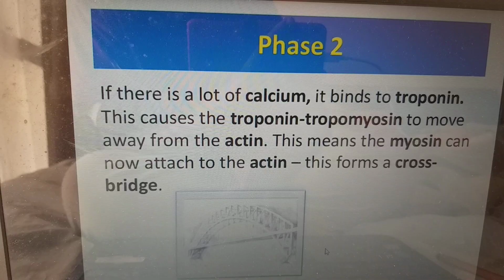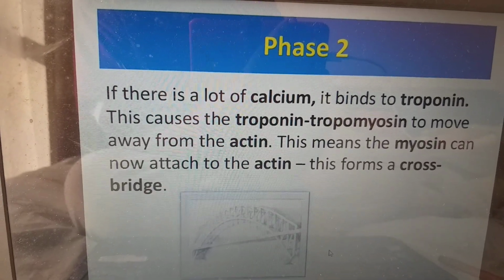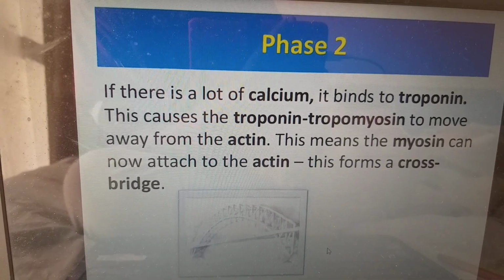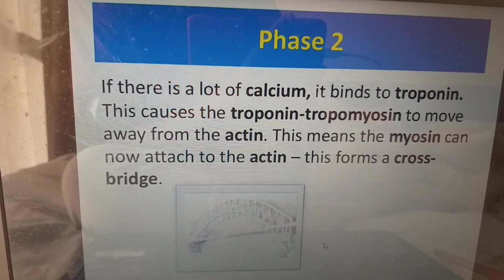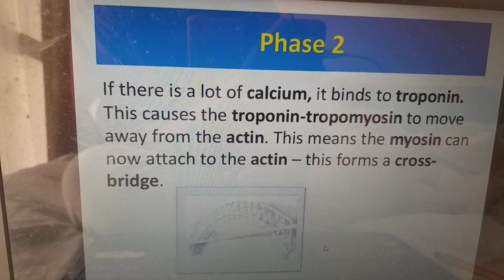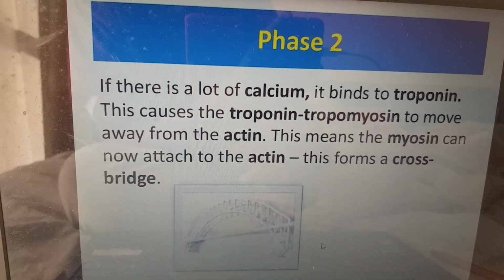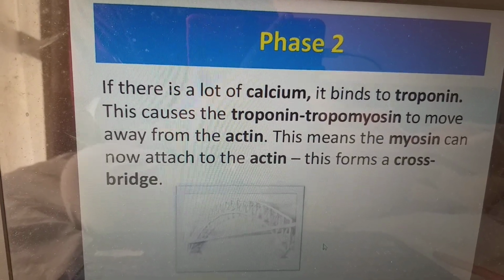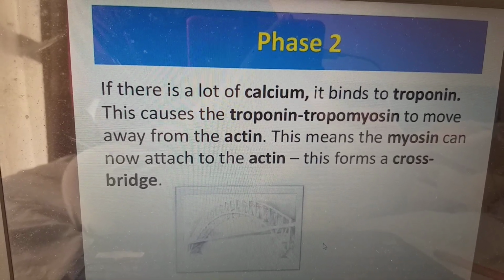If there is a lot of calcium, it binds to troponin, which causes the troponin and tropomyosin to move away from the actin. We have the actin and myosin, right? On the actin we also have the functional actin sites, troponin and tropomyosin. Troponin is a ball-like structure and tropomyosin is a thread-like structure. Once the calcium is sitting on the troponin, it will move the troponin along with the tropomyosin. Now the functional actin gets exposed.